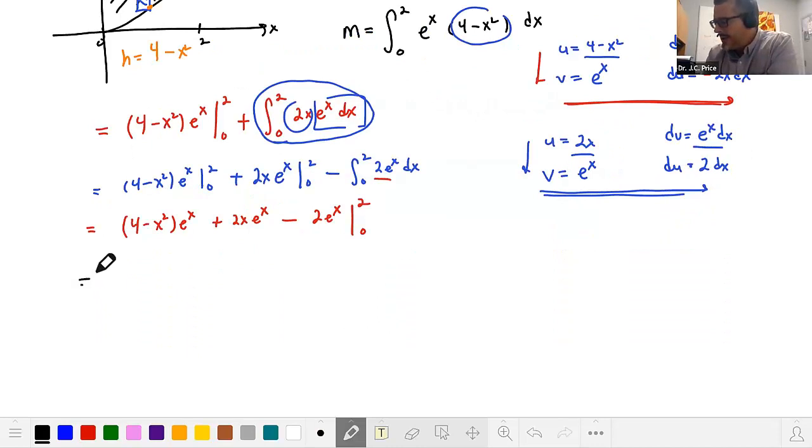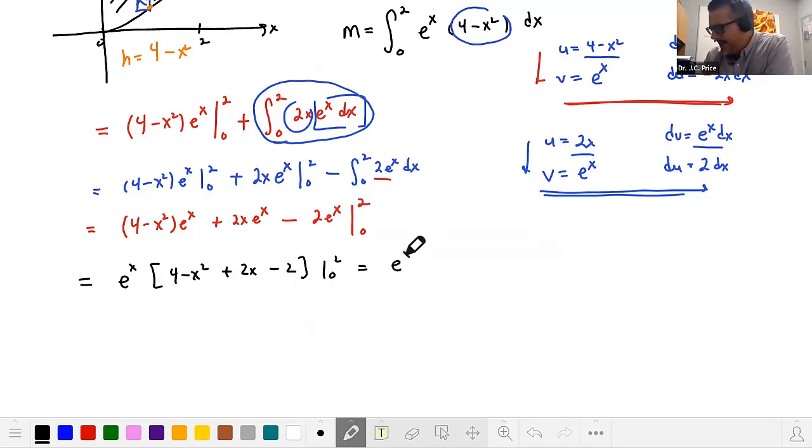And now if you want, I can simplify this a little bit. And so it looks like they have an e to the x in common. So I'm going to just take that out. So it's e to the x all times 4 minus x squared, and then plus a 2x, and then a minus 2, evaluated from 0 to 2. And so some of this stuff is going to cancel a little bit. So I'm going to get an e to the x, and then the 4 minus 2 is going to be a 2. So 2 minus x squared plus 2x. And that's going from 0 to 2.